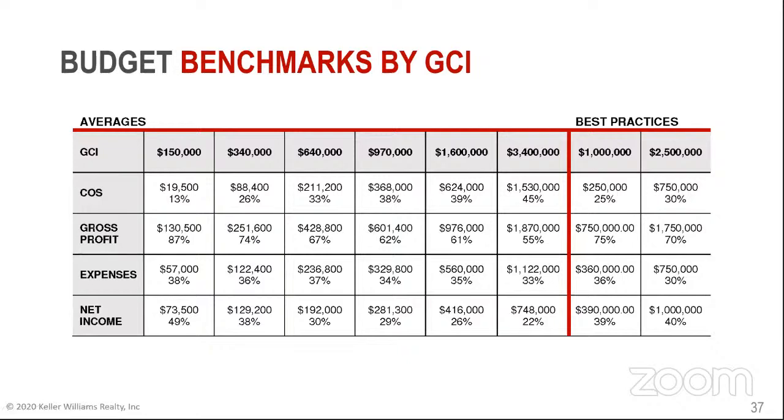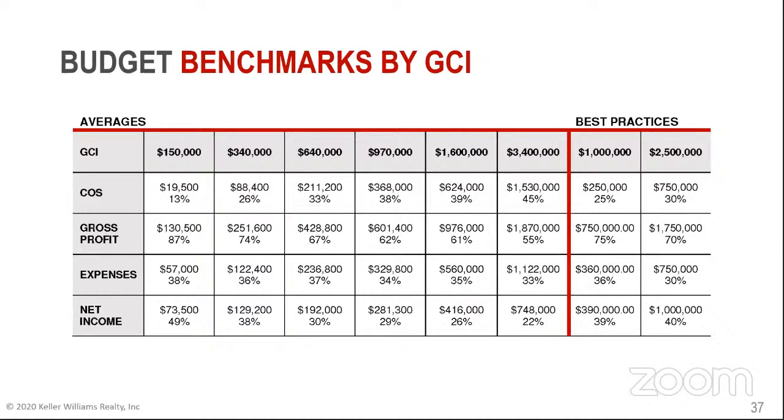So the first 6 columns right here, these are averages. This is the average of the agents who provided data for the research of the Millionaire Real Estate Agent. And the best practices shown are the GCIs for the 1 million and 2.5 million. And remember, like we said before, those come from the top agents who are consistently following the MREA models. Now, this chart is going to represent a growth path for you. The goal is to always get to that next level of net income.